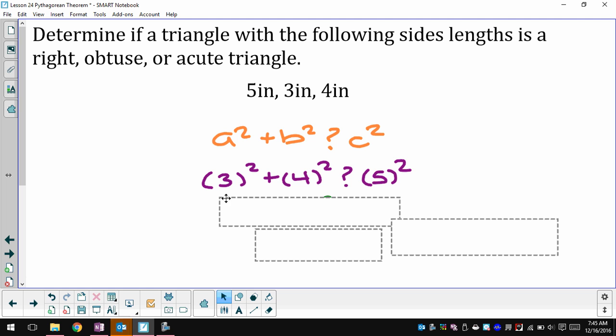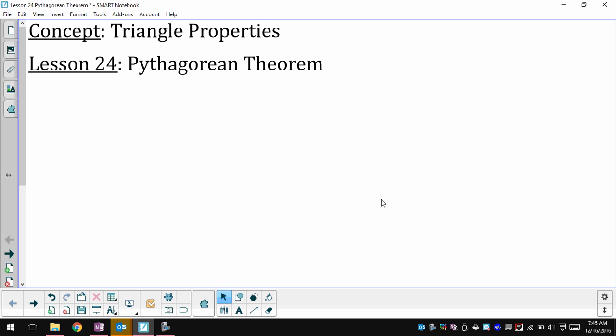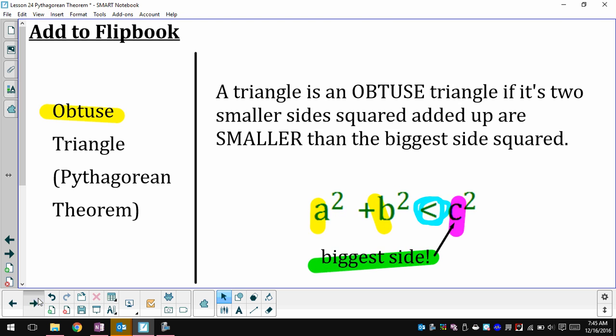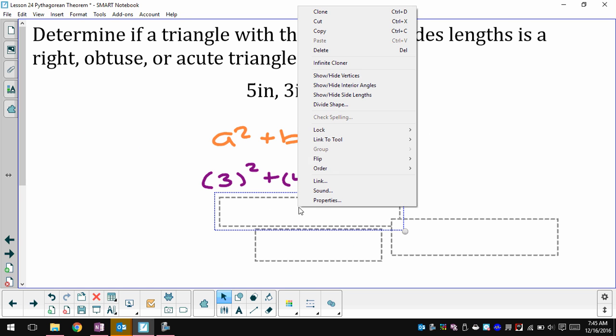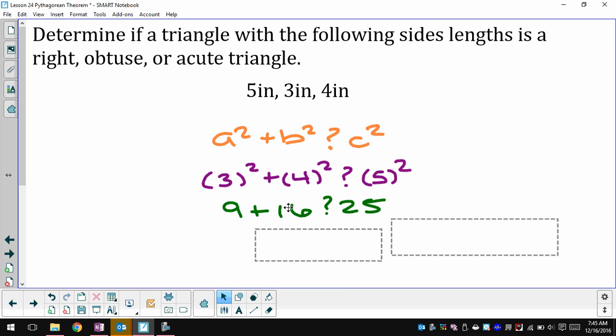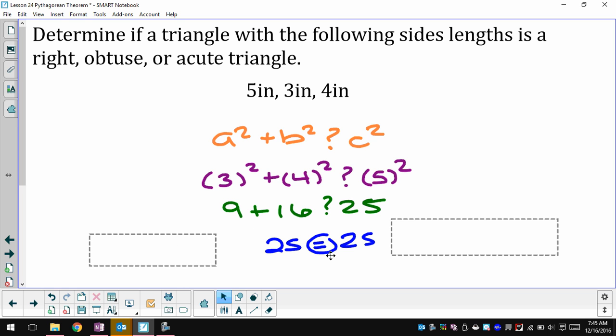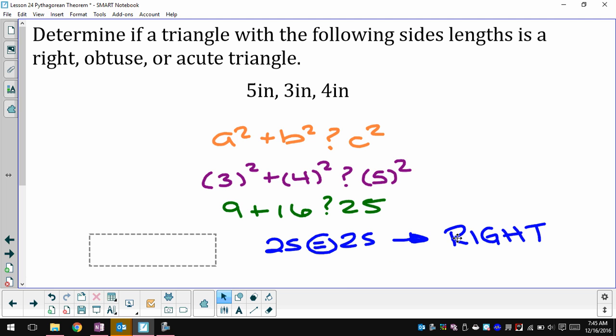I plug in my side lengths. I like to go from smallest to biggest, so that ensures that my c is always the biggest side. It doesn't matter if 3 or 4 are switched, as long as the two smaller sides get plugged in for a and b. I'll square everything. I'm going to add 9 plus 16, and I get 25 on both sides. So I can say those two sides are equal, which makes this a right triangle.